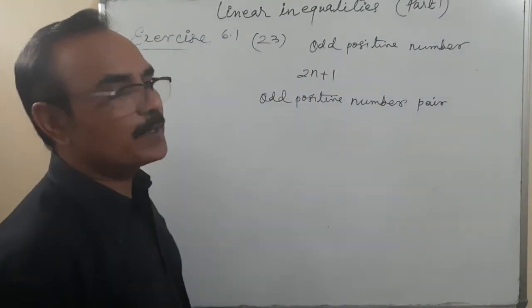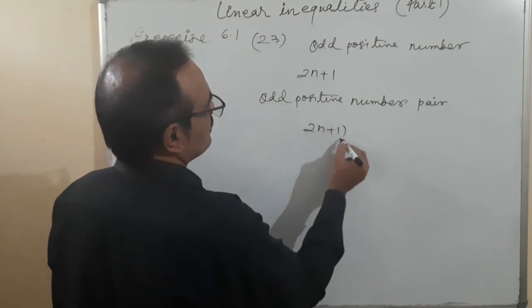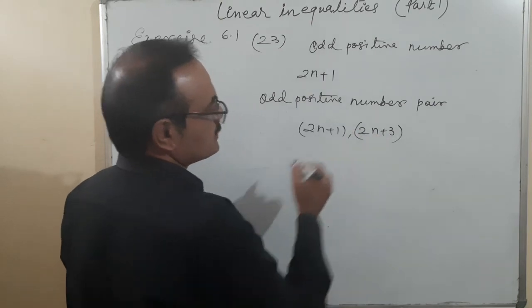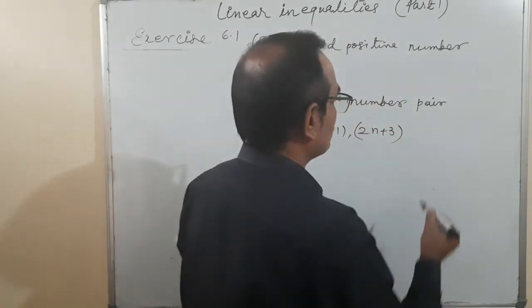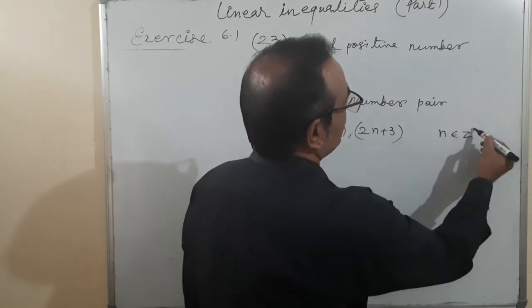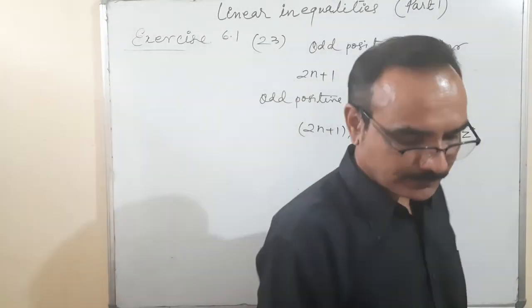For an odd positive number pair, one number is 2n plus 1 and the second number is 2n plus 3. This is the pair: 2n plus 1, 2n plus 3, where n belongs to the integers. And because we are talking about positive numbers, n belongs to the positive integers.